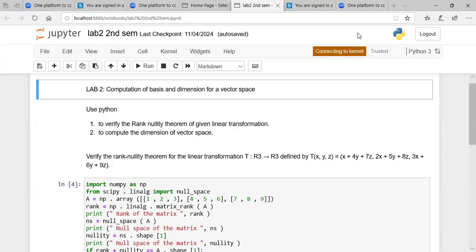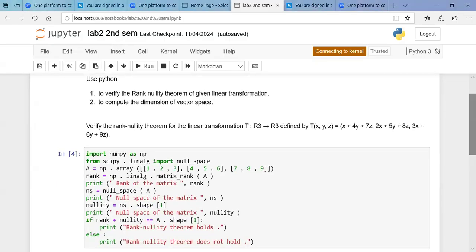Lab 2, computation of basis and dimension for vector space. Using Python, we will verify the rank nullity theorem of a given linear transformation and we will compute the dimension of a vector space. The first program is to verify the rank and nullity theorem.